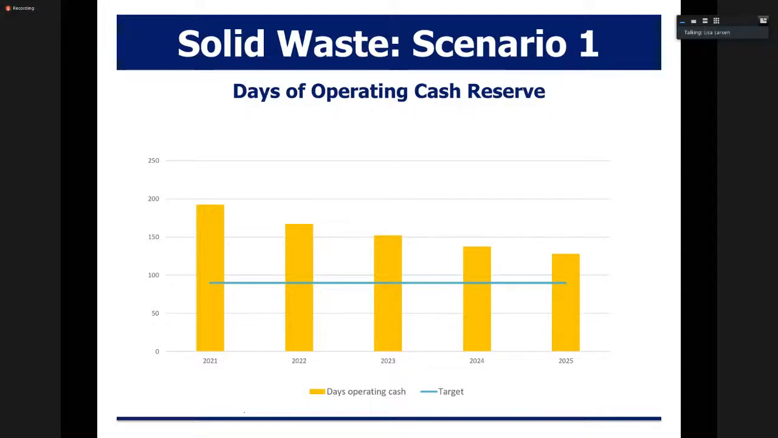Commissioner Larson, I have a question about that. How is that target set? Is it set by some sort of rating we have, or how is that done?